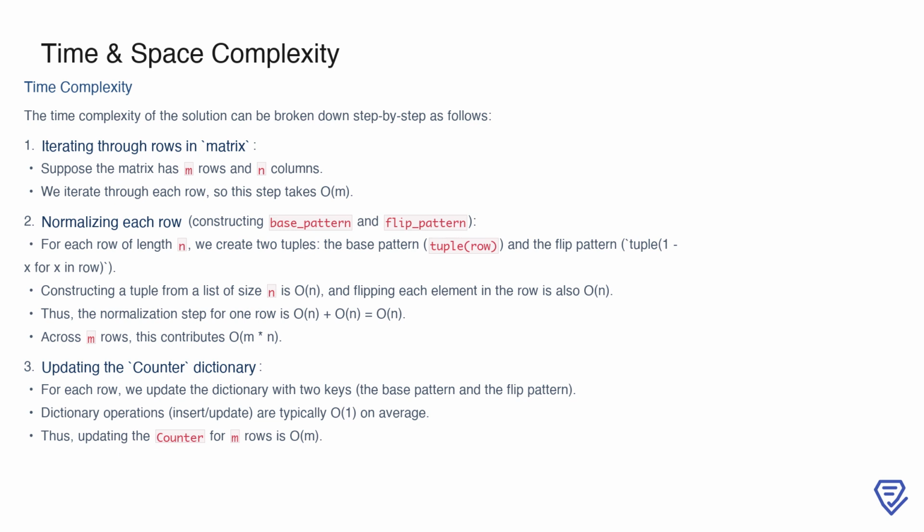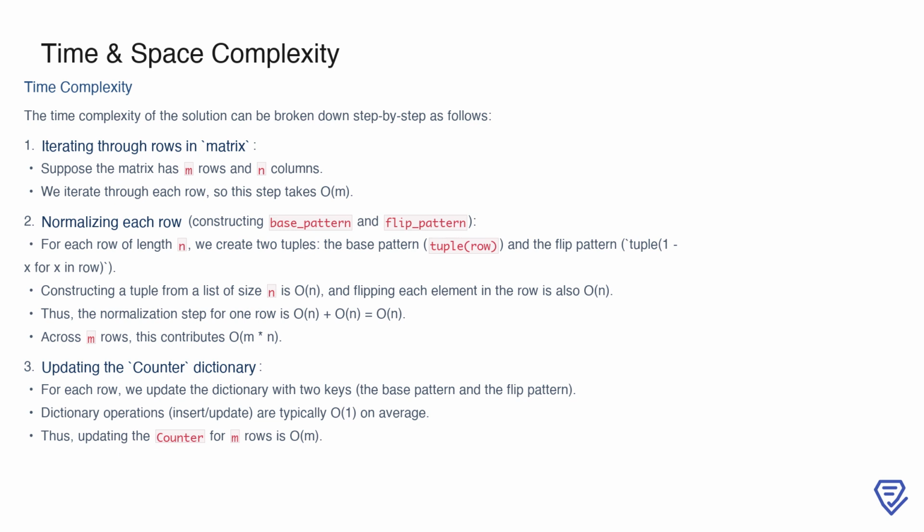Next, for each row, we normalize it by constructing 2 patterns: the base pattern, which is simply the tuple representation of the row, and the flip pattern, which involves flipping each bit in the row and then converting it into a tuple. Constructing a tuple for a row of length n is O(n), and flipping the elements also takes O(n). So, normalizing a single row is O(n) plus O(n), which simplifies to O(n). When we process all m rows, this normalization step contributes O(m*n) to the total time complexity.